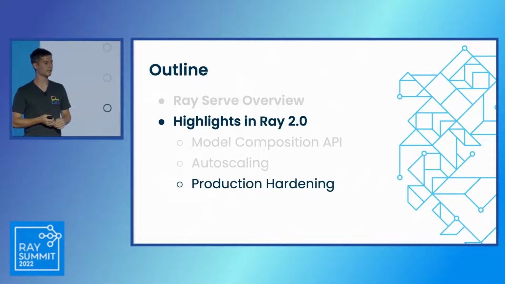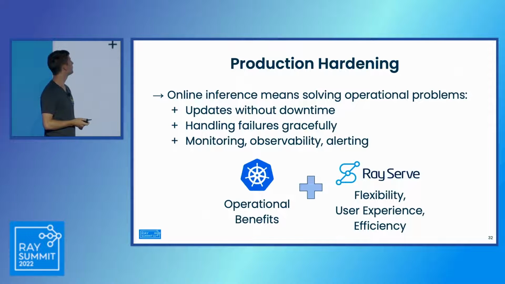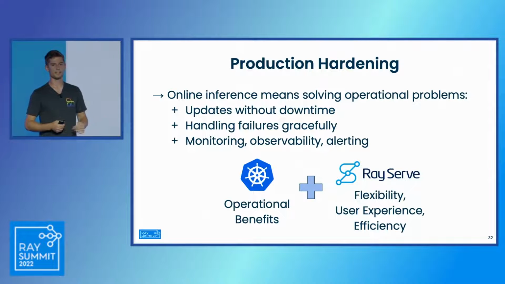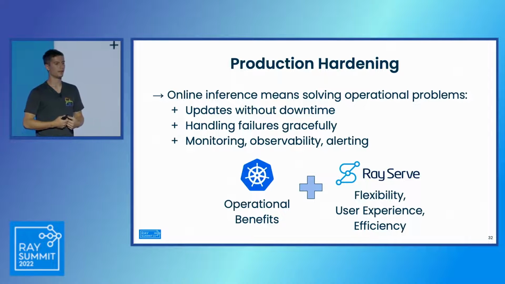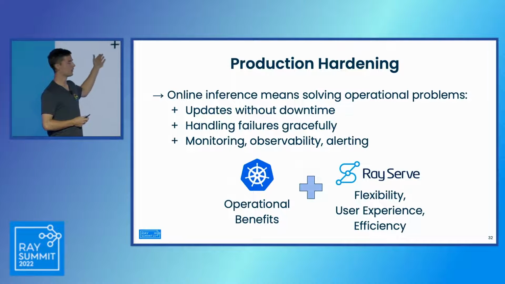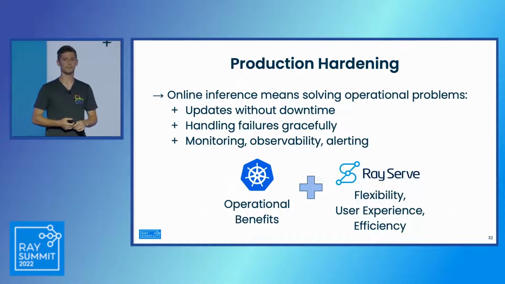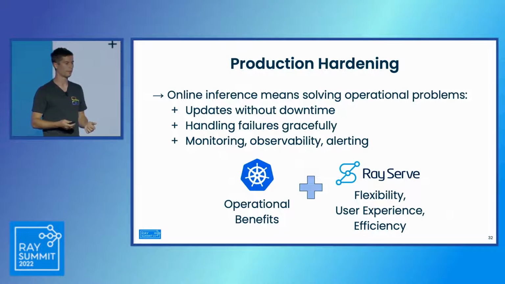OK, so let's dive into the third highlight, which is our efforts around production hardening. So obviously, putting machine learning models into production means you have to solve some really serious operational problems that aren't related to machine learning. So you need to handle updating your code and your models without downtime. As you scale up, failures get more likely, and you need to be able to handle them gracefully. And you also need really good monitoring, observability, and alerting for when things do go wrong.